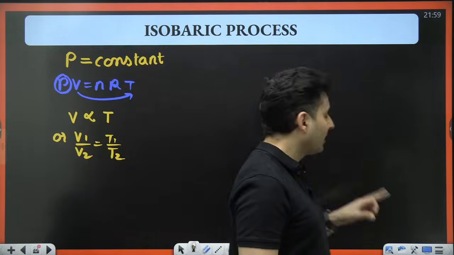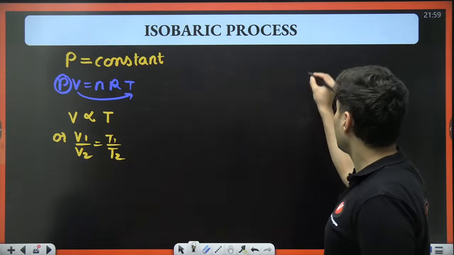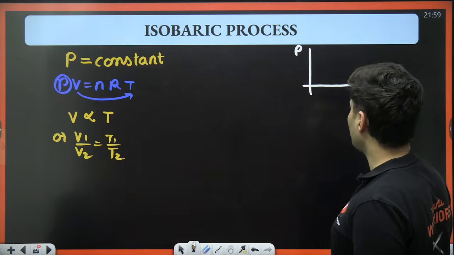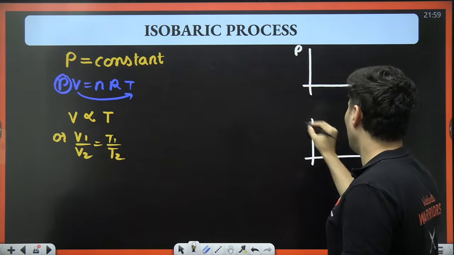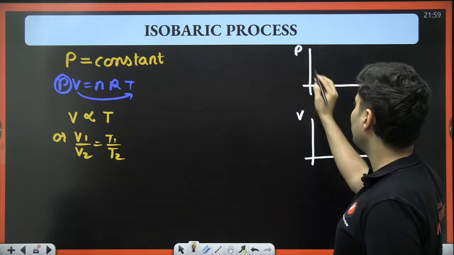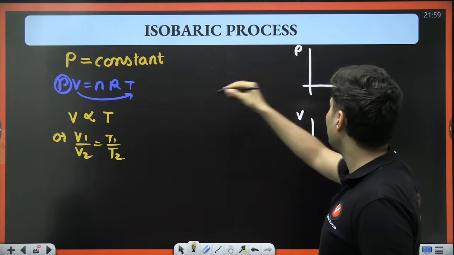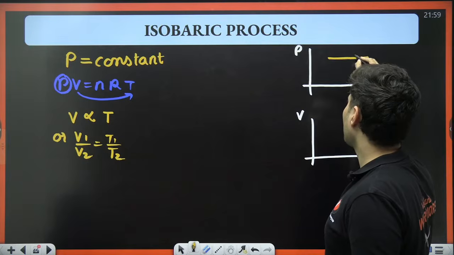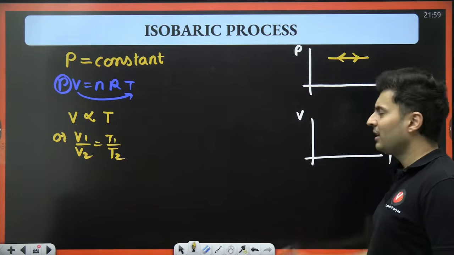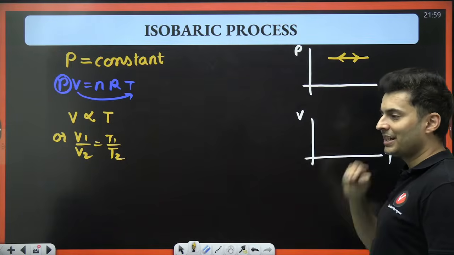Here, if you draw the graphs of the different things, let's say pressure versus volume, and volume versus temperature, the pressure versus volume graph will be very easy, because pressure is a constant. It will be just like this. If it is expansion, it will be on the right side. If it is contraction, it will be on this side.